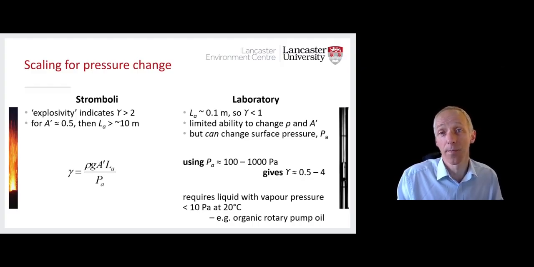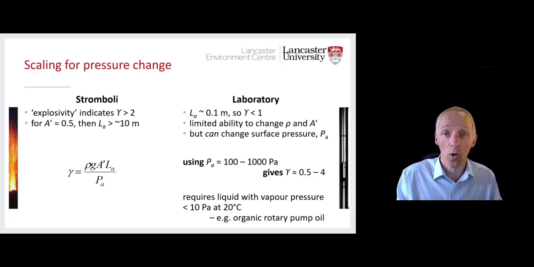So we can meet this scaling requirement by using an organic oil as our liquid. It's the sort of oil that's typically used in rotary vacuum pumps. These oils have a slightly lower density than water and a greater viscosity. They're also much more costly. Now we can accommodate these factors by using a slightly smaller tube than we might do with a water-based system.